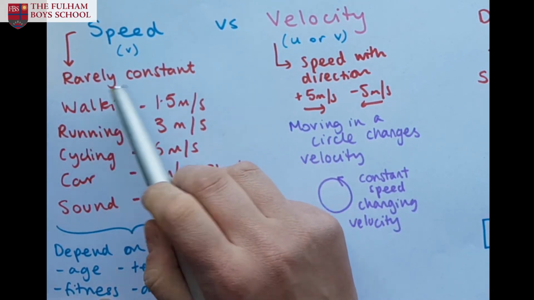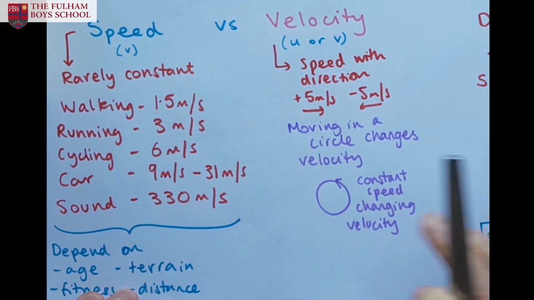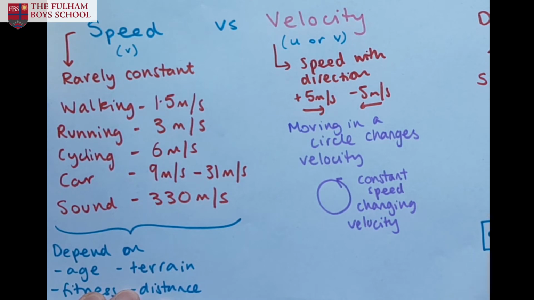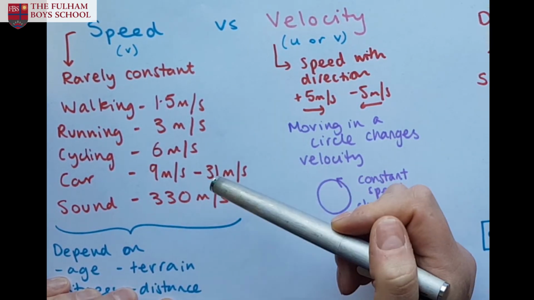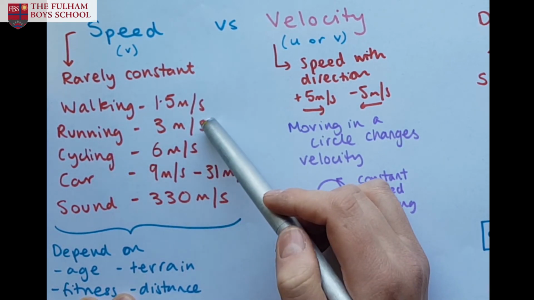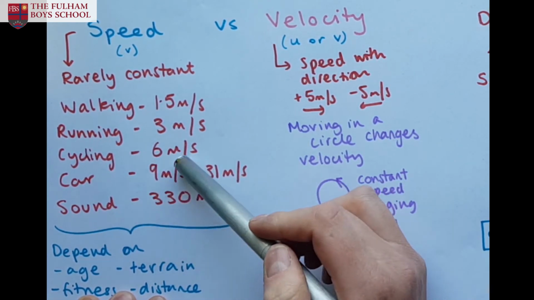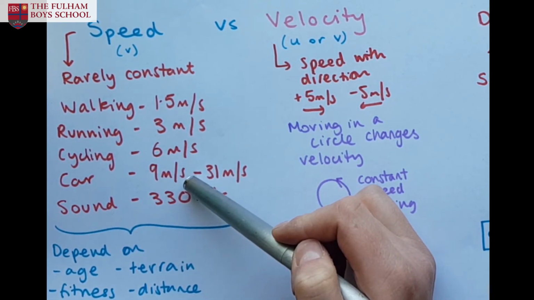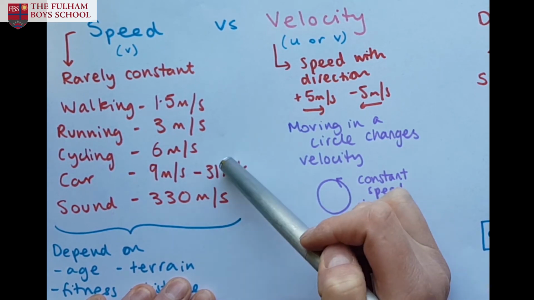For speed, you need to know that speed is rarely constant. So you set out walking at 1.5 meters per second, it's unlikely that you're going to constantly walk at 1.5 meters per second, but you need to be aware of these values. Walking is 1.5 meters per second roughly, running is 3 meters per second, cycling is 6 meters per second. A car, 9 meters per second would be 20 miles an hour, so that's a small road. 31 meters per second would be 70 miles per hour on the motorway.